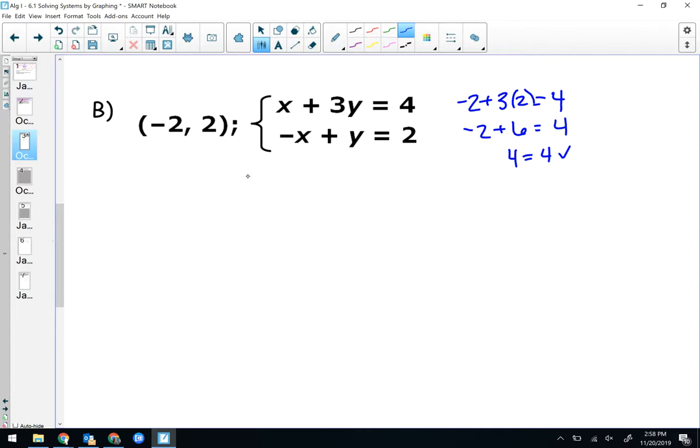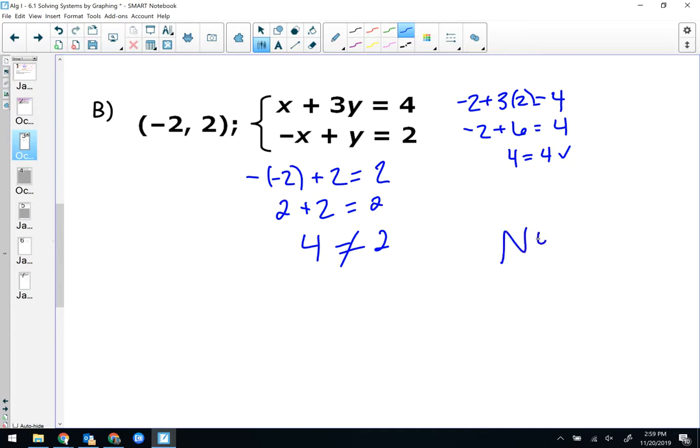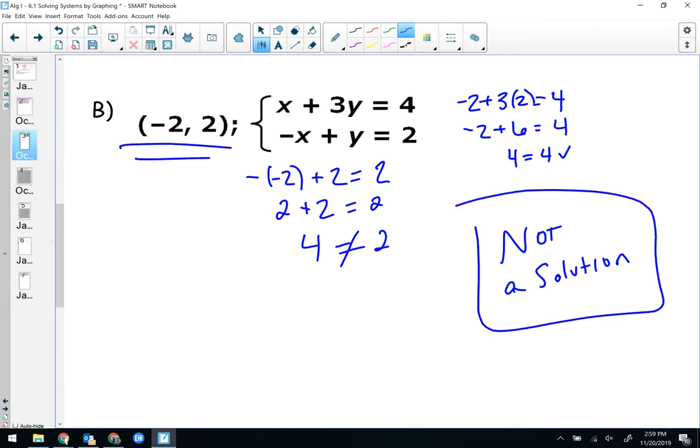Now let's check the other one. -2 plus 2, is that 2? Is this a true statement? No, it is not. While it works for the first equation, it does not work for the second equation. So we say that it is not a solution to the system. I don't know how I arrived at (-2, 2), but it's not right. You have to go back and check your work.